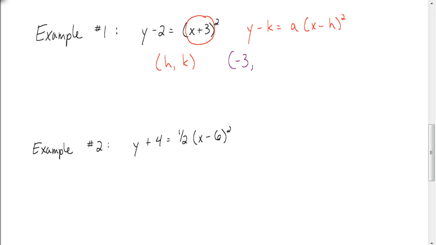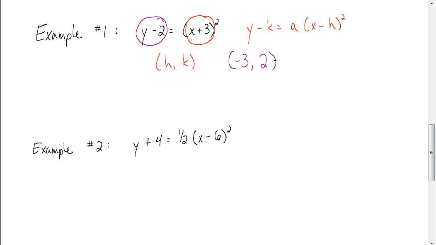And then to find the y value of the vertex, guess what? We look over at the y over here, and we look to see what's happening with that y. Here we have y minus 2. So the opposite of subtracting 2 would be to add 2. So the y value of our vertex is a positive 2. So our vertex is the coordinate -3, 2.